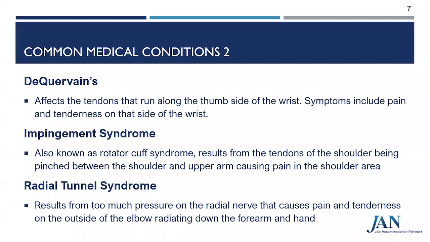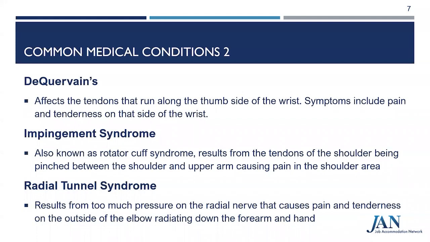Impingement syndrome, also known as rotator cuff syndrome, is a condition involving the tendons of the shoulders being pinched between the upper arm and the tip of the shoulder, causing shoulder pain. The upper tip of the shoulder rubs against the rotator cuff, making it difficult to reach overhead and can affect everyday activities like putting on clothing.